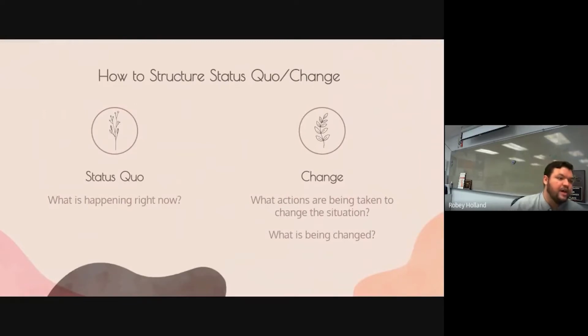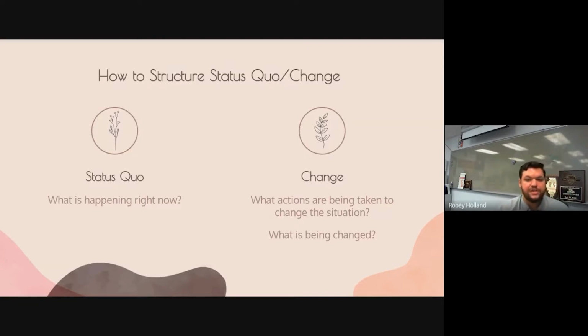So structuring the status quo change type of area of analysis. For your subpoint A, which is going to be the status quo, you are going to talk at length about what is happening right now, currently. And then in your subpoint B, you're going to talk specifically about the change. What actions are being taken to change the situation? What is being changed? And you can also think about what would be the best ways we could go about changing the status quo in order to affect a positive result.